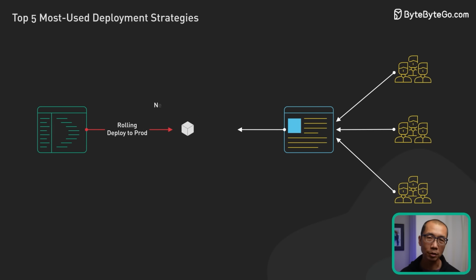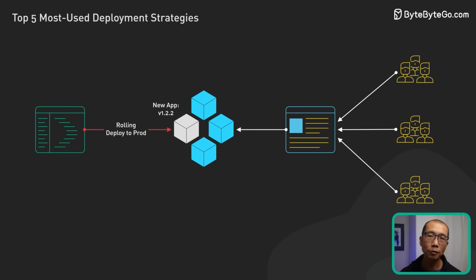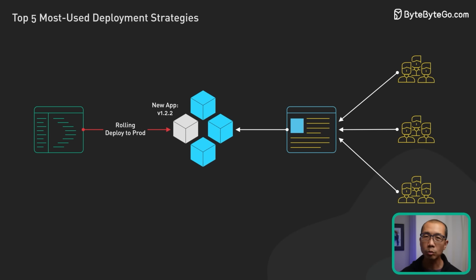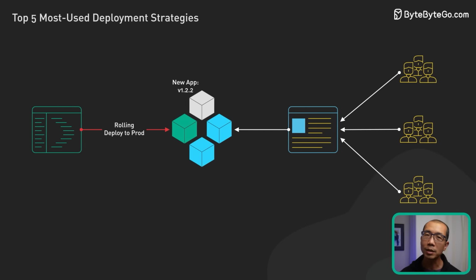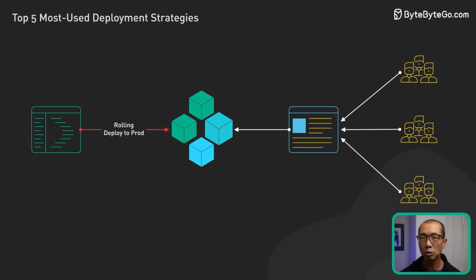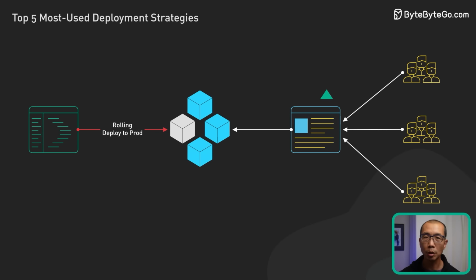Imagine we have 10 servers running our application. In a rolling deployment, we might take down the first server, deploy the new version of our application there, and bring it back online. Once we've confirmed everything is working as expected, we'll move on to the second server, and so on. This approach allows the new version to gradually replace the old one, server by server, until the entire system is updated.